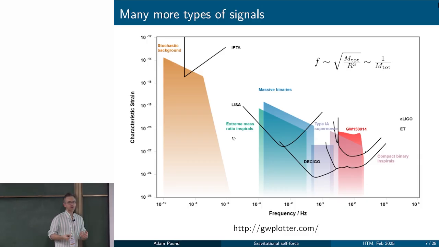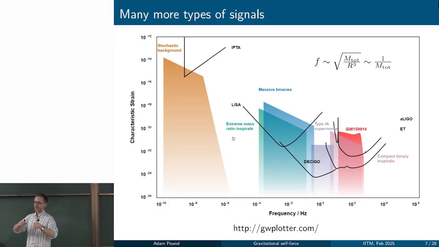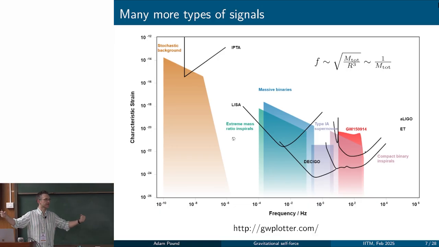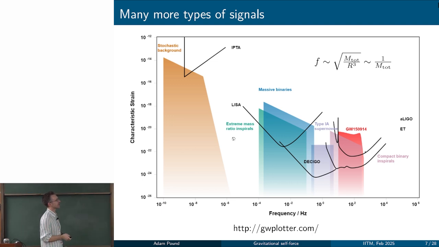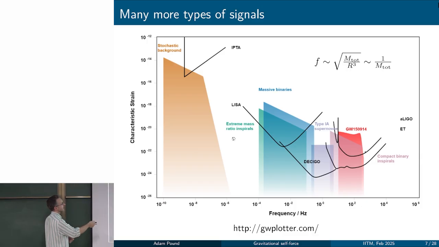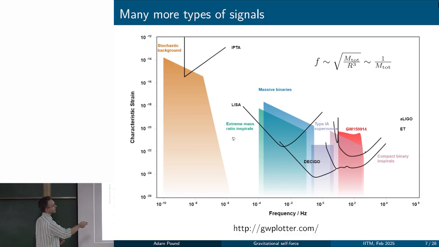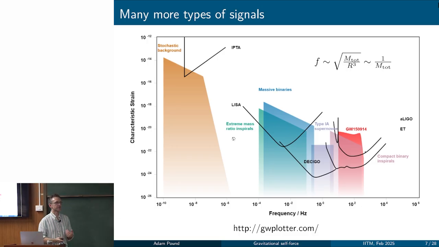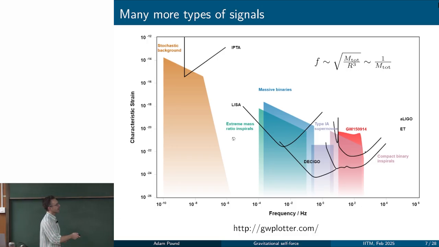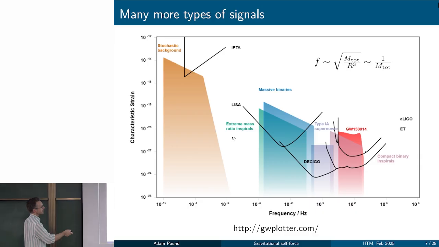In systems where the separation is not that much bigger than the size of the objects. We don't want them to be massively separated by parsecs or whatever. We want them to be pretty close to each other. And so then if you just take this capital R to be comparable to the total mass of the system, well, then you get the frequency is 1 over total mass. So the heavier the system, the lower the frequency. And LISA is designed to be in the millihertz range.